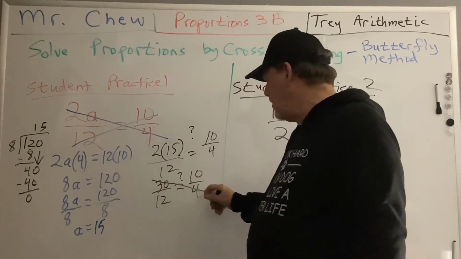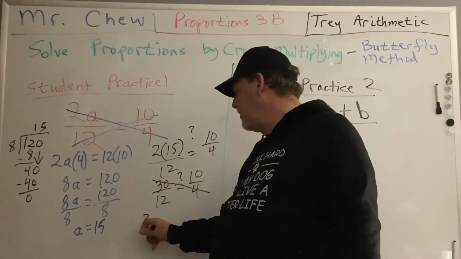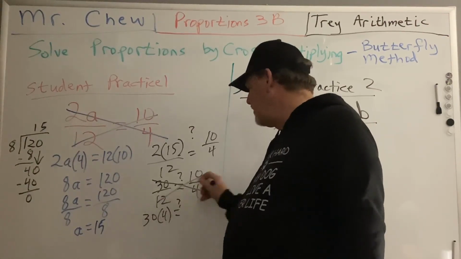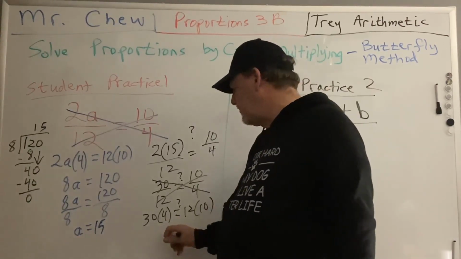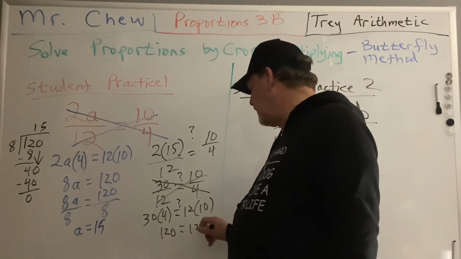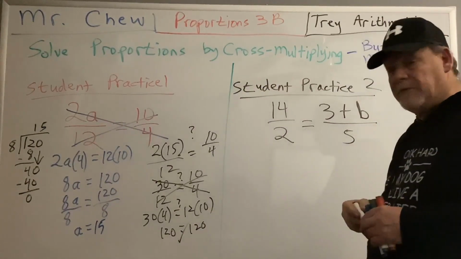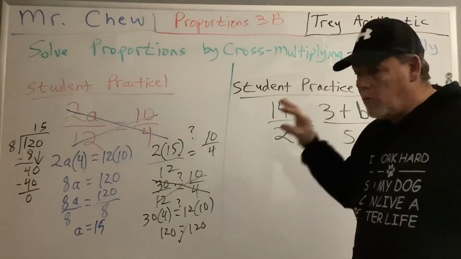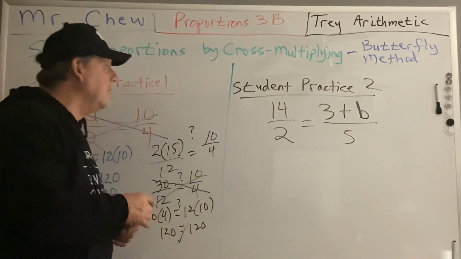So there's my first wing of the butterfly. 30 times 4, does that equal 12 times 10? 30 times 4 is 120. 12 times 10 is 120. It worked. That means that a really does equal 15. So that is our one-step equation. Now let's do our two-step equation.